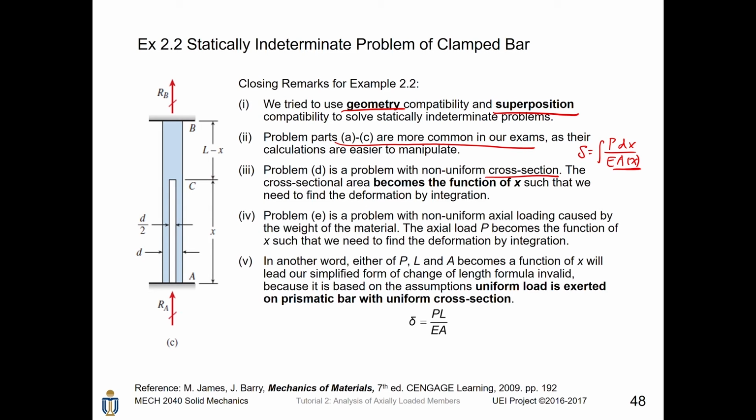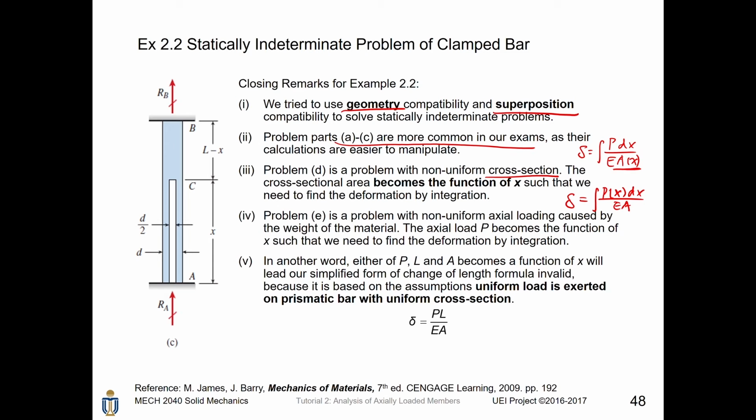That means you have to integrate this function with respect to x so that you can find the deformation. For problem E, A x, although it's not a function of x, but P is a function of x. So for problem E, you should use this formula. The deformation equals the integration of P(x) dx divided by EA.